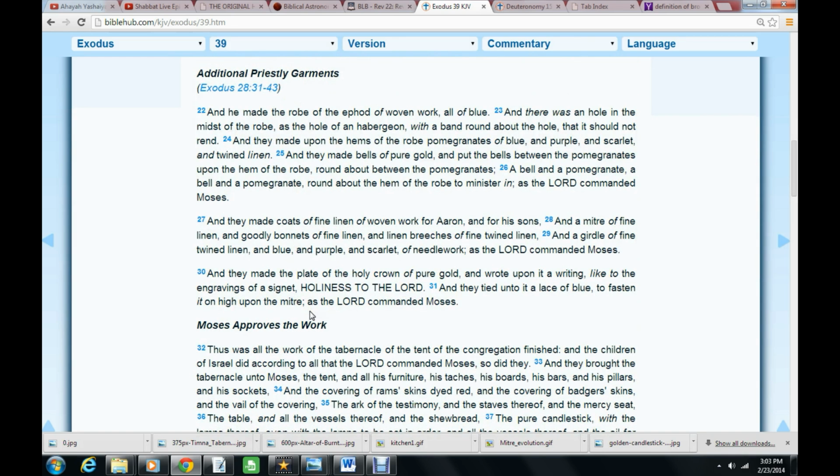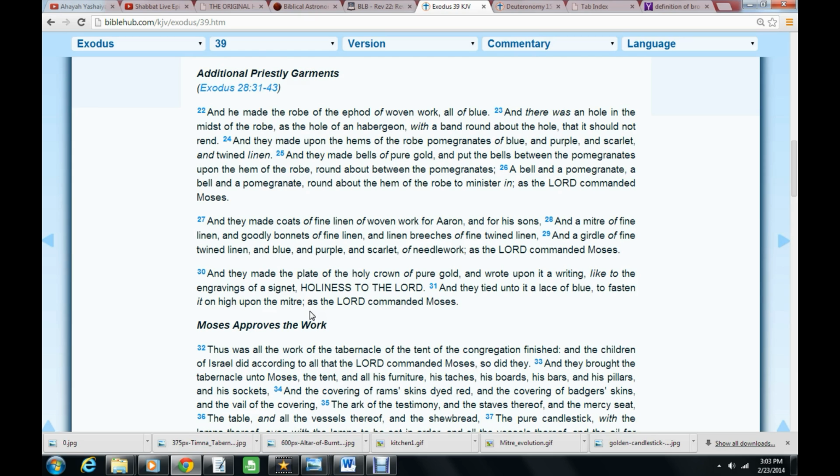And he made the robe of the ephod of woven work, all of blue. So all the robes are blue on the inside. And there was a hole in the midst of the robe, like the hole of a habergeon, that looked like an armor thing, with a band round about the hole, that it should not rend. And they made upon the hems of the robe pomegranates of blue. Remember, the hems mean the ends where you're supposed to fold it.